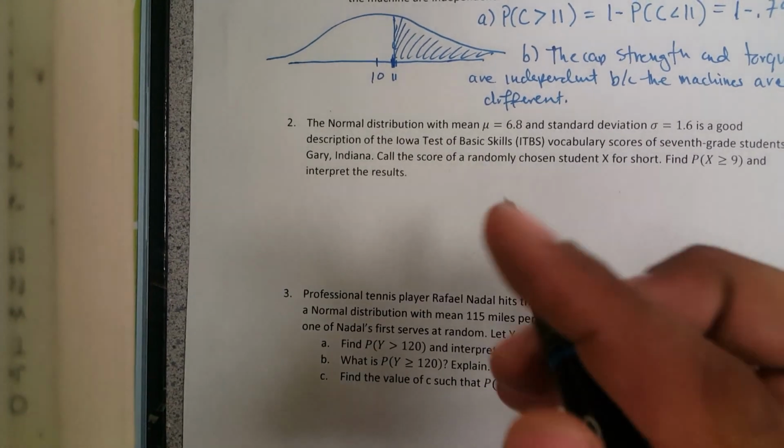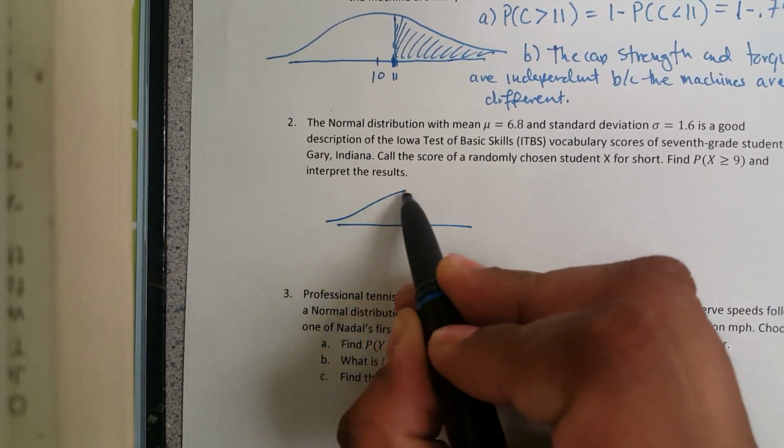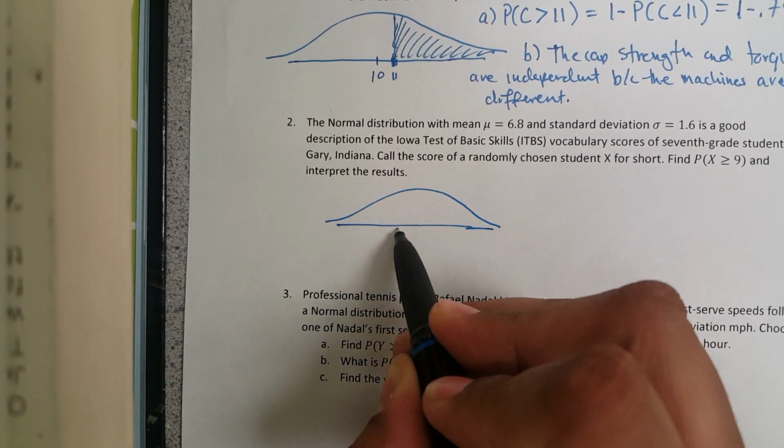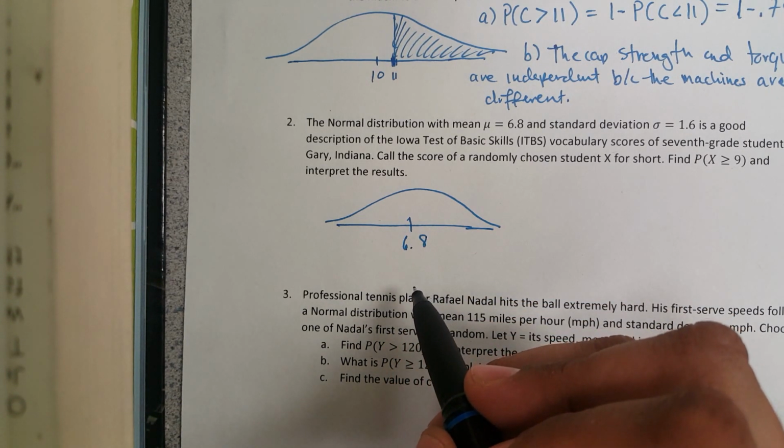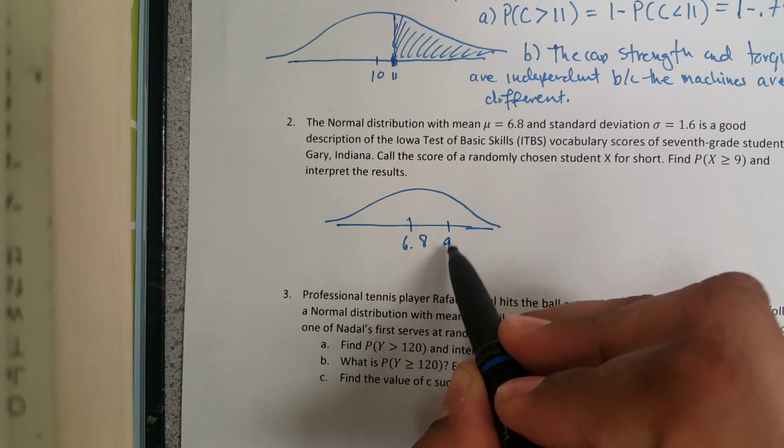So if you draw this out, okay, it says the mean is 6.8. We know the standard deviation is 1.6. We want to know when it's greater than 9. So here's 9.